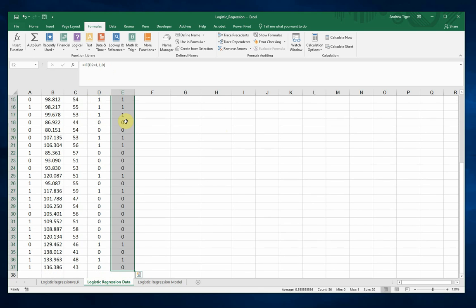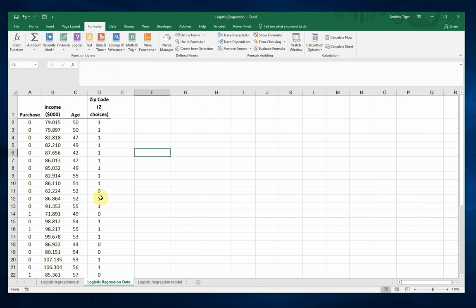I went ahead and converted this. I took these two zip codes and just turned those into 0s and 1s. So this is a certain zip code and this is another zip code. If we had three levels, we would have to have two dummy variables. So no different than what we covered before.